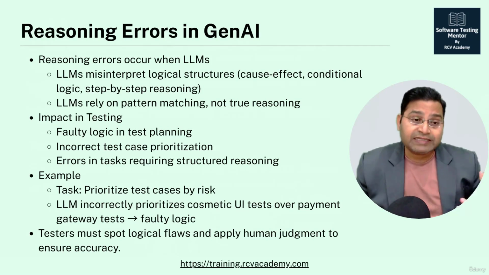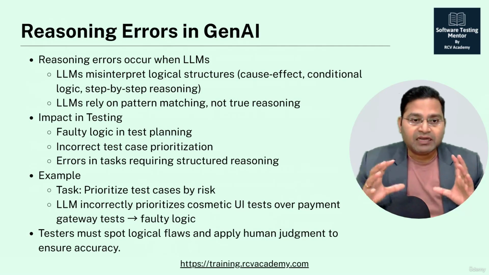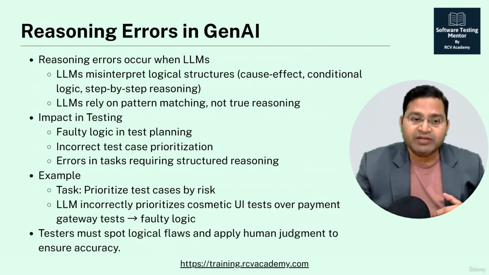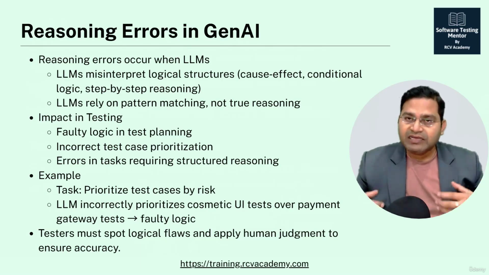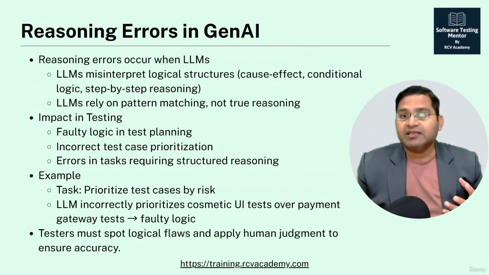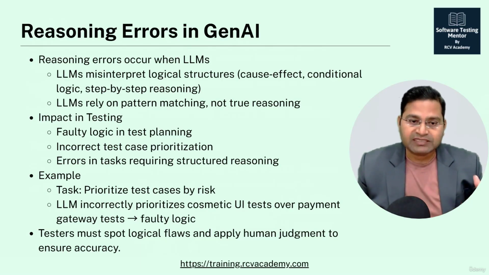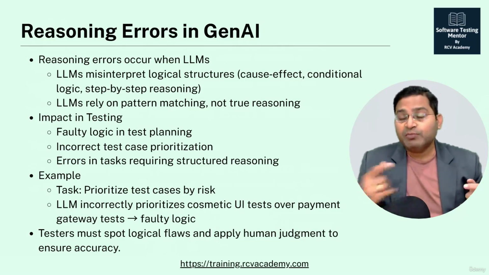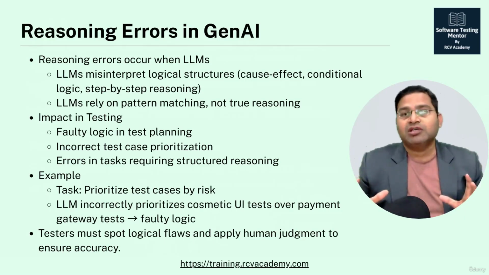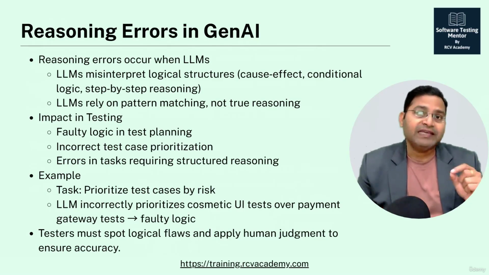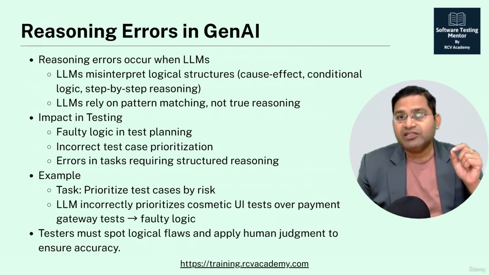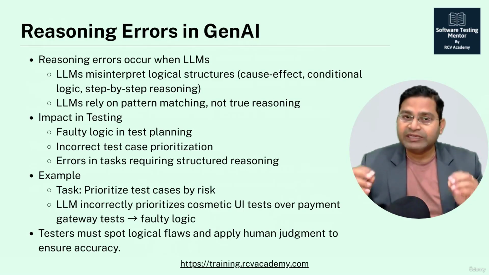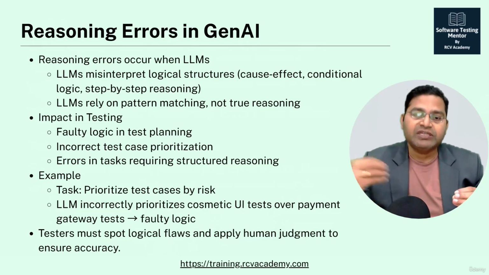If we talk about an example, for instance, if I say the task is to prioritize test cases by risk, the LLM might prioritize the cosmetic UI test cases over payment gateway test cases, which is not correct logic, a faulty logic. Testers must spot any of these logical flaws, and you should apply your own judgment to ensure that the output is accurate and there are no reasoning errors.